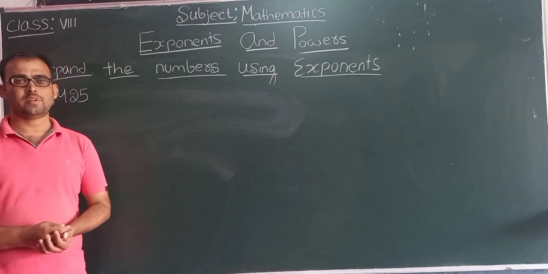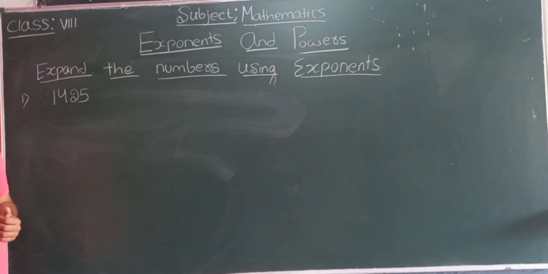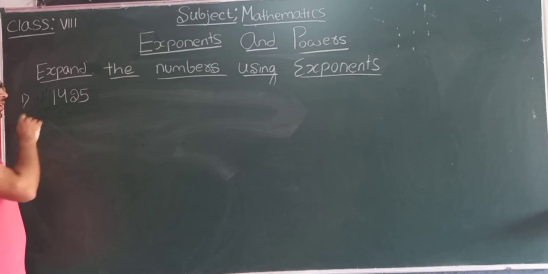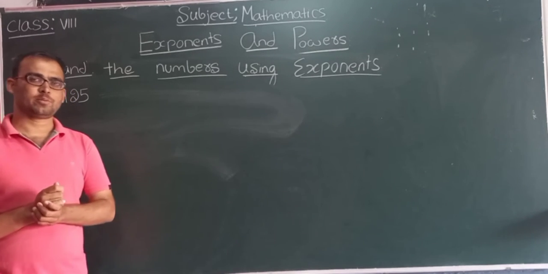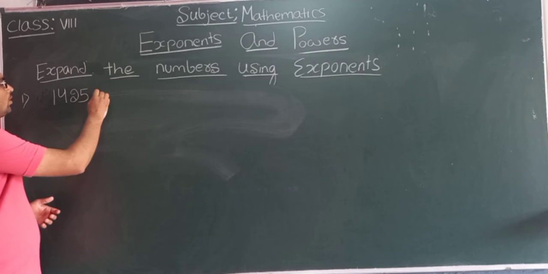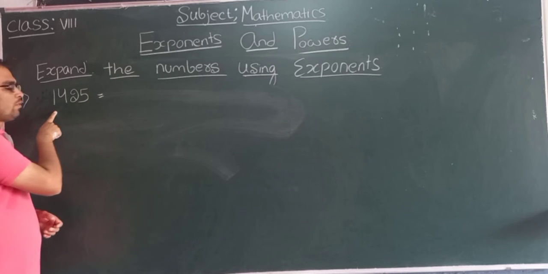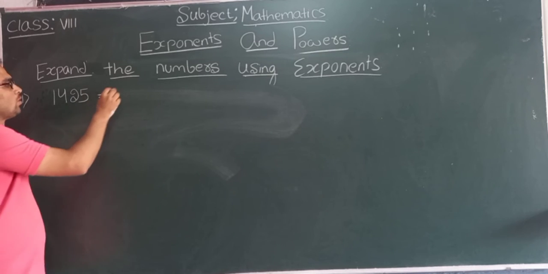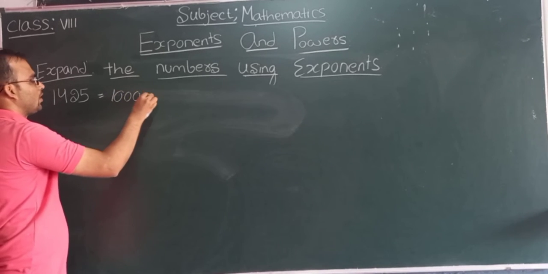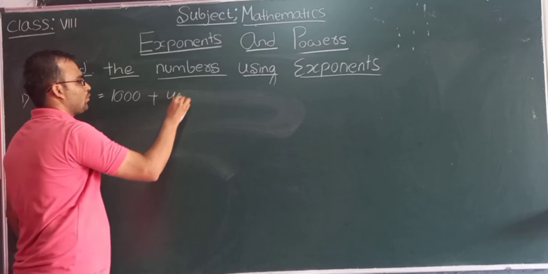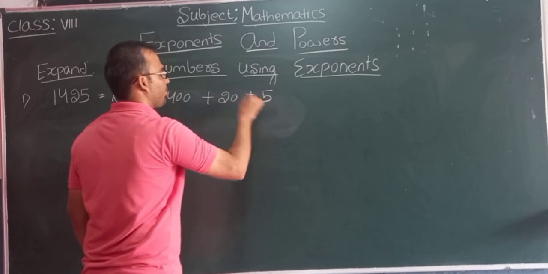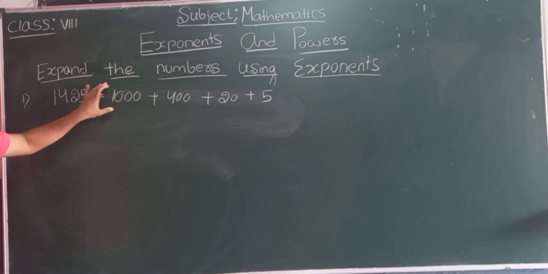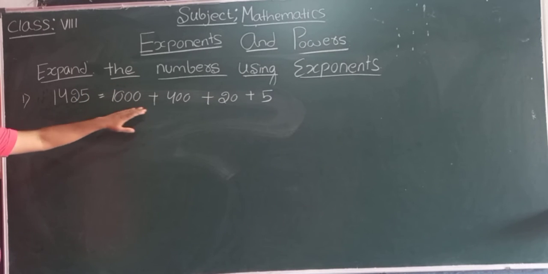Students, now we'll see how to expand numbers using exponents. Suppose you are given a number and they ask you to expand this number using exponents, then how to do so? Students, this is 1425. Can we write this as 1000 plus 400 plus 20 plus 5? Yes, we can write like this, because when we add all these things, we get the same answer.